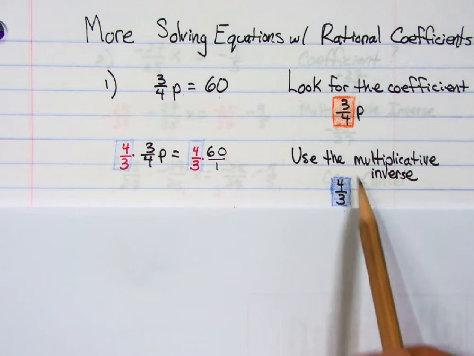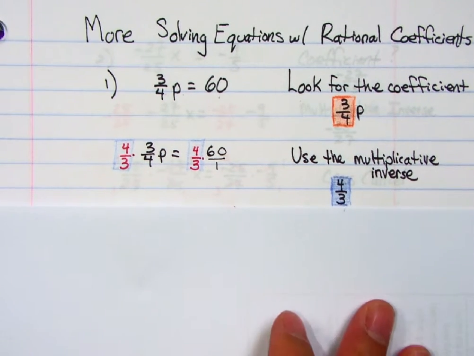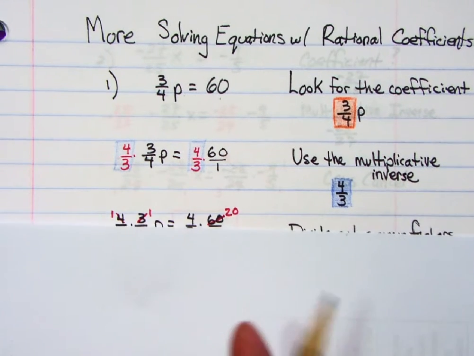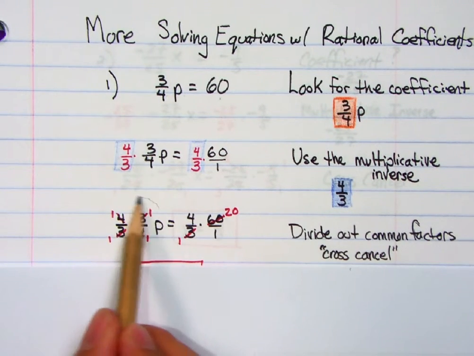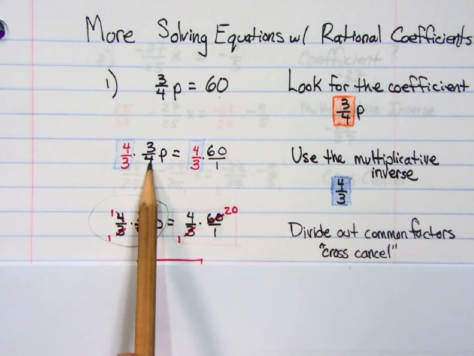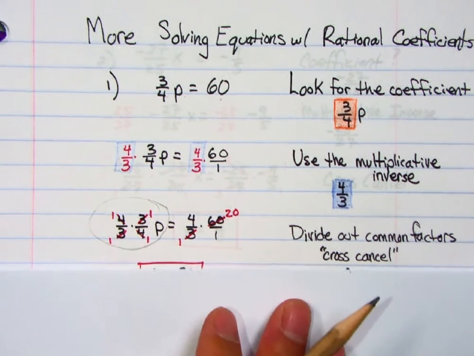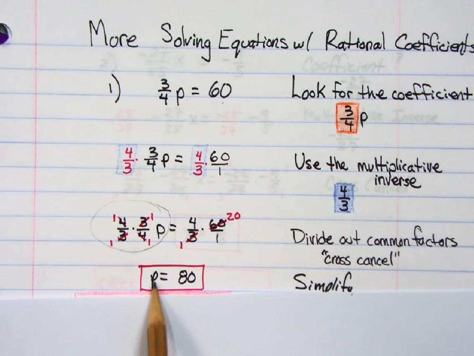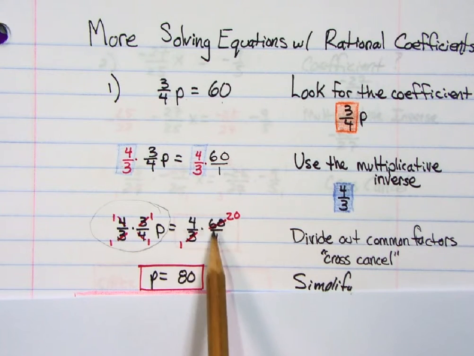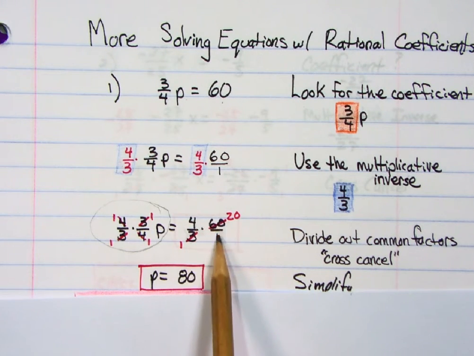And then I multiply it with that. So by multiplying it, now creates a multiplicative inverse. The whole reason I do that is for this to happen right here. I do that because the 4 and the 4 will cancel out. The 3 and the 3 will cancel out. Just like they did here, leaving me with just one p, or just that letter p there. Over here on this side, I still have to make sure you do it to both sides. So 4/3 times 60 over 1.